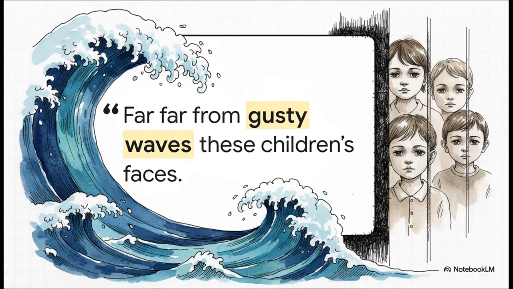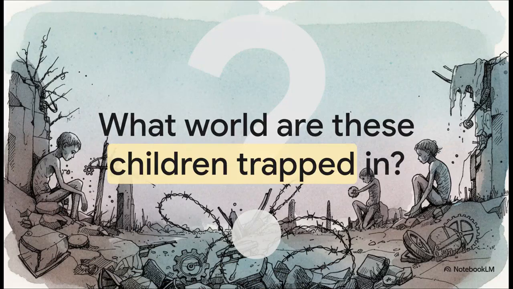Spender kicks things off with this one absolutely haunting line. Far, far from gusty waves these children's faces. Right out of the gate, he's creating this massive wall of separation. I mean, think about what gusting waves make you feel. Energy, freedom, the power of nature, right? And that repetition, far, far, just hammers home how completely and totally cut off these kids are from all of that life, all of that vitality. And that really forces us to ask the central question that this entire poem is built around. If they're so far from that world of freedom, what world are they actually trapped in?